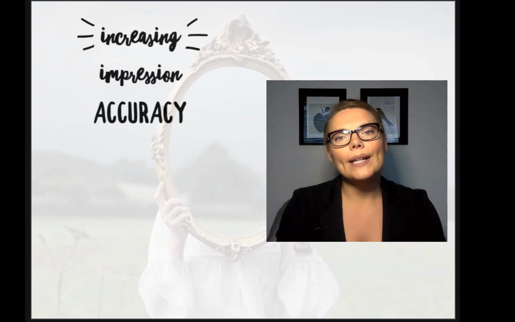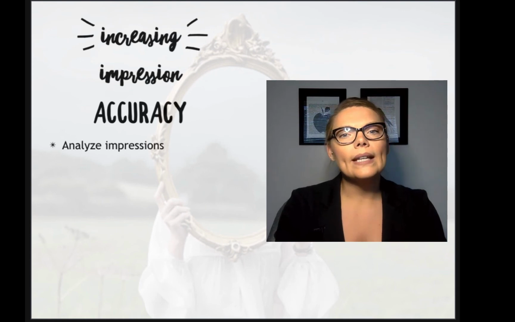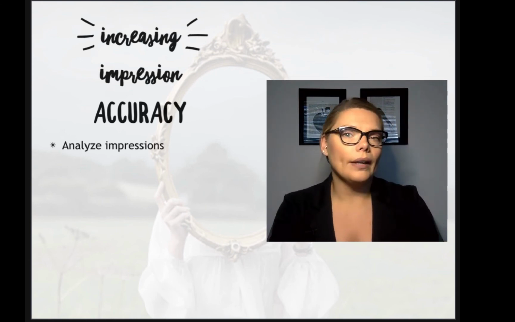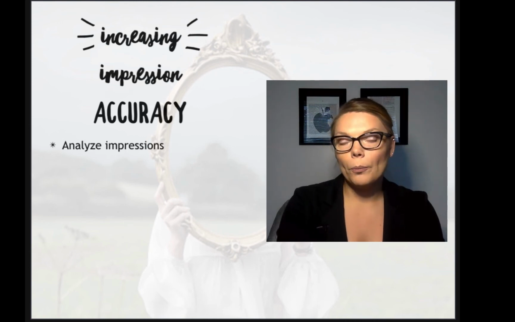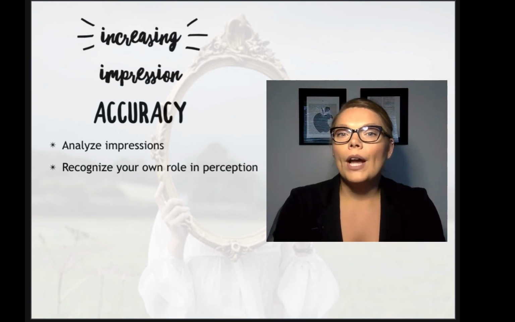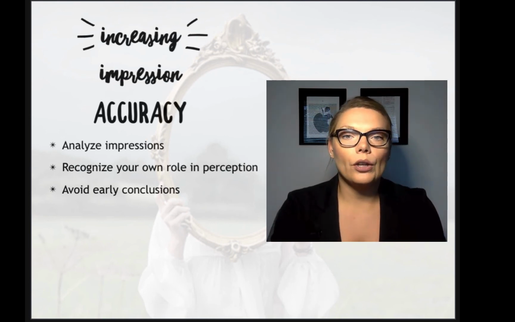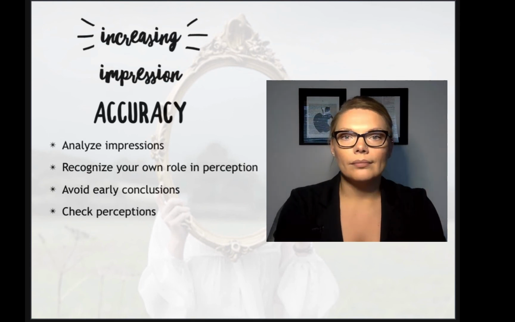So how can we increase the accuracy of the impressions that we form? First, we can analyze our impressions. So think critically about why you like or dislike certain people. Second, we should recognize our own role in perception. Watch the video about perception in this week's module to learn more. Next, make sure that you avoid making early conclusions. First impressions aren't always accurate.